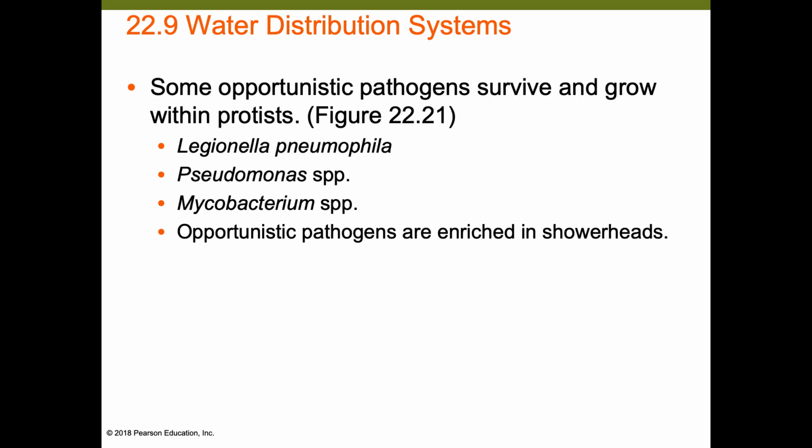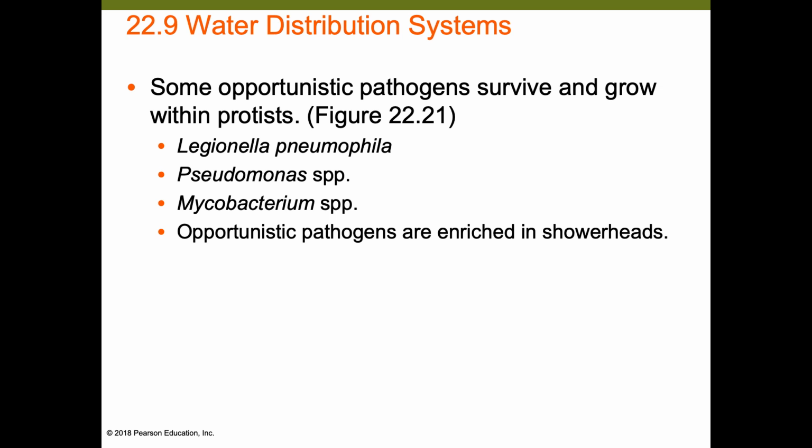Other pathogens that can be found in water supplies include Legionella pneumophila. So Legionella pneumophila is the cause of Legionnaire's disease, which they just had an outbreak of recently that killed a bunch of people. I don't remember where, somewhere on the East Coast. But the Flint, Michigan water supply is also contaminated with this, Legionella, because it lives inside of the amoebas.